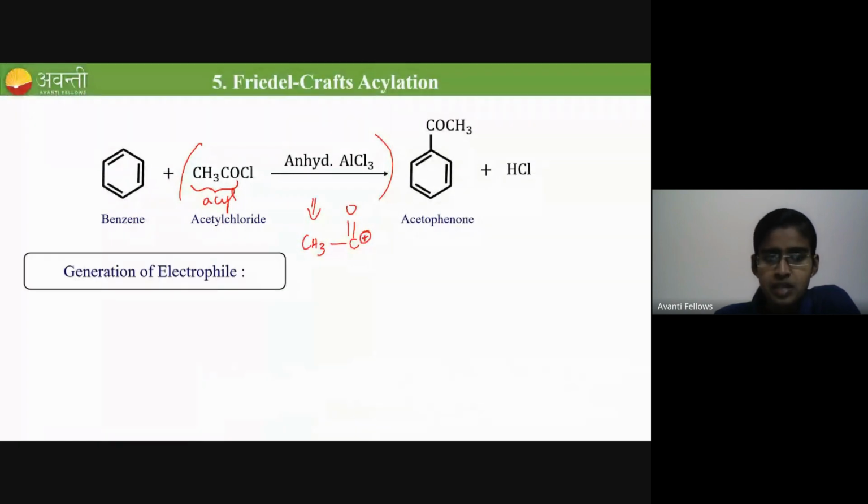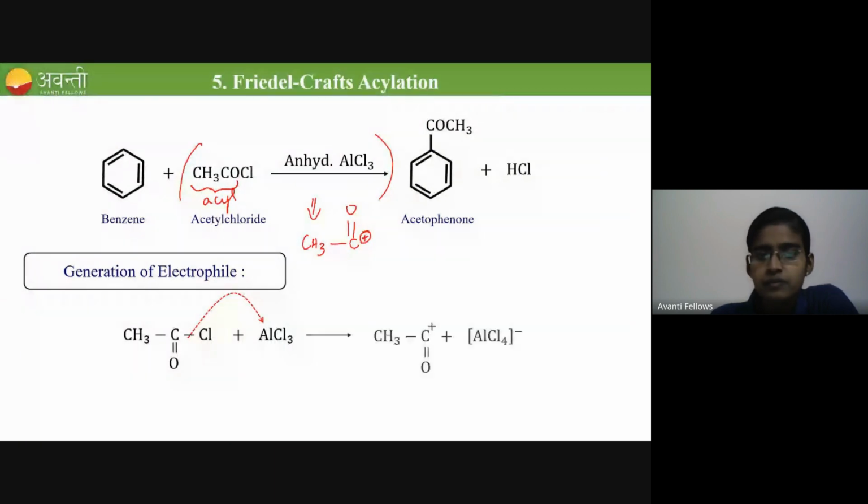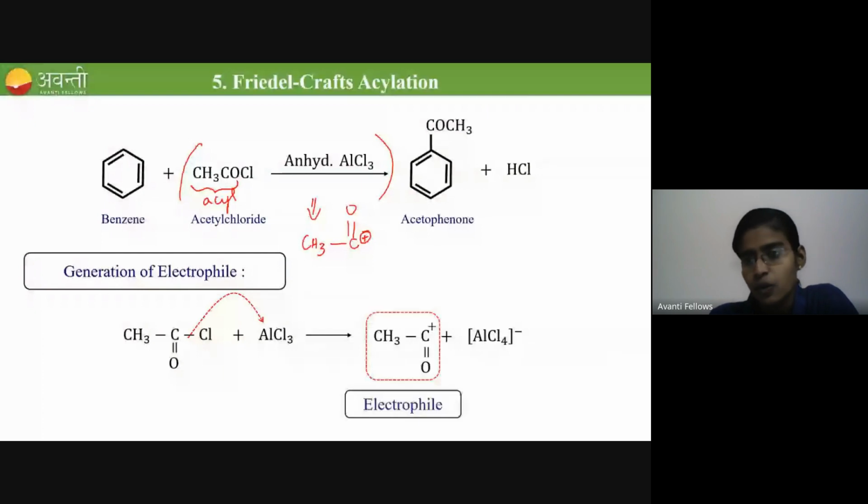So take the acyl halide, that is acetyl chloride first, and treat it with AlCl3. In the same way, Cl minus will go with aluminium, leaving the CH3CO plus as an electrophile. Okay, so this is the electrophile.